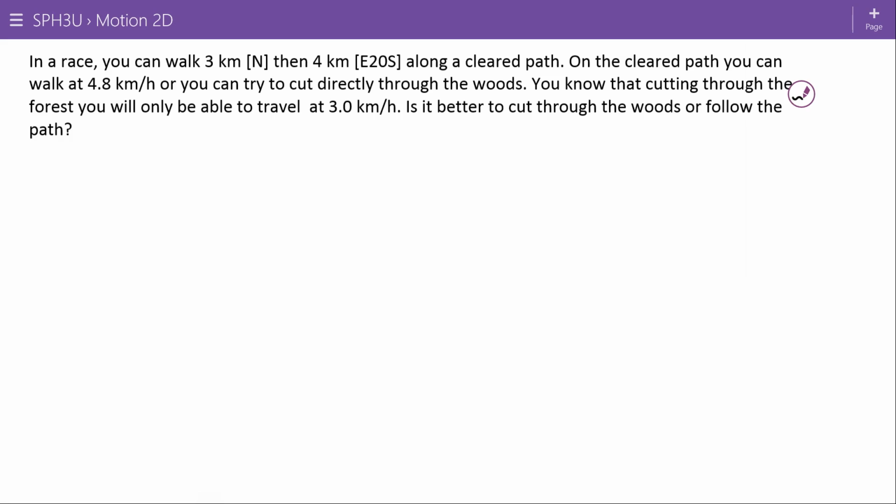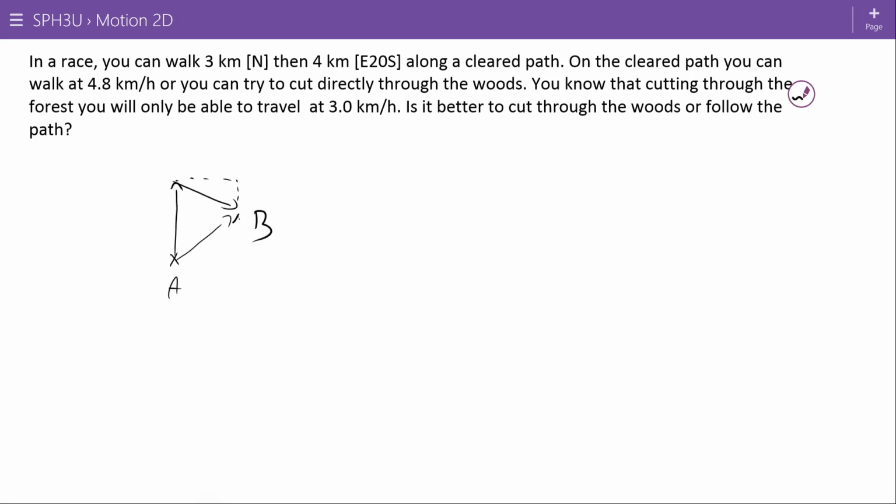So here's your path, 3 kilometers north, and then east 20 degrees south. So like that. So there you go, you can see you have to follow that path if you stay on the path. Or we can imagine the direct route here is just from point A to point B. And so you can see you're trying to get directly through there.